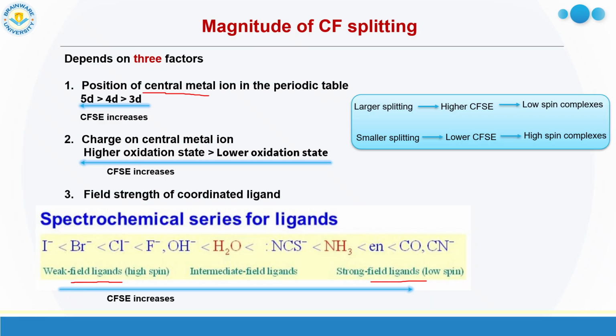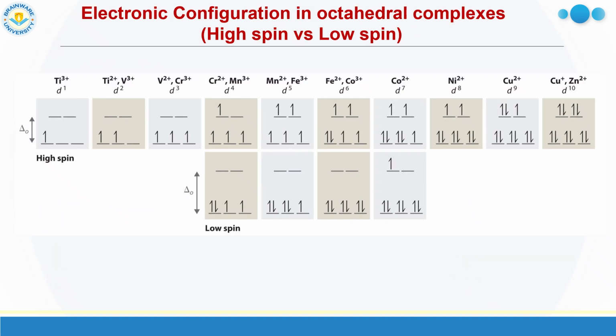Depending on the splitting of the d orbitals, two types of spin states arise. One is the low spin, another is the high spin. When the gap is small, those are the high spin complexes. When the gap is higher, then these are low spin complexes. You can see this blue colored table here. You should remember this one. That is very important in the calculation of CFSE. Now going to the next slide.